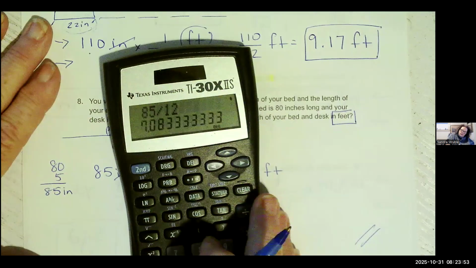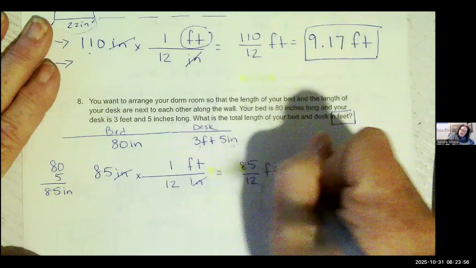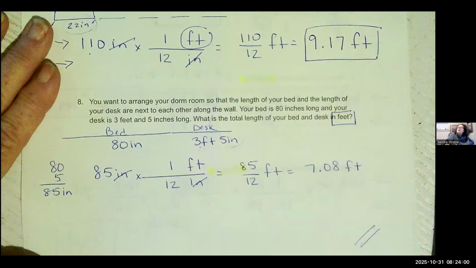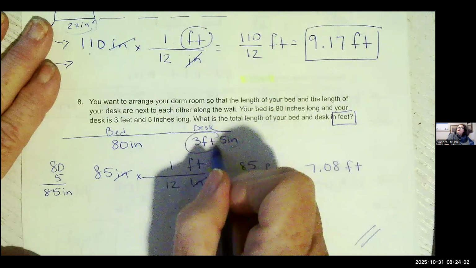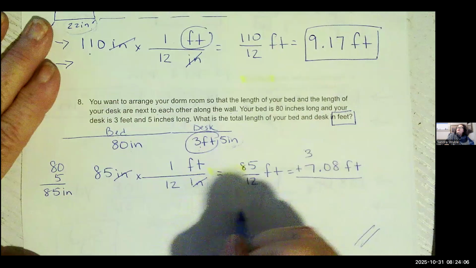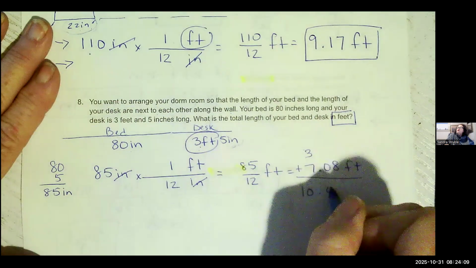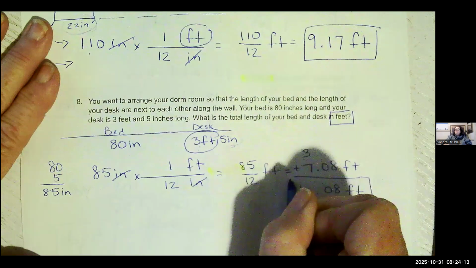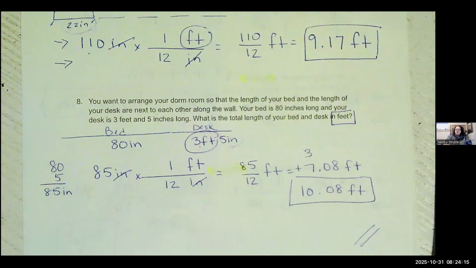So 7.08 feet. But don't forget, you also have your 3 feet from your desk. So add that to get the total amount. So it's 10.08 feet. Again, you would be required to write a sentence for this because it is a word problem, but I'm just trying to get you to understand the process.